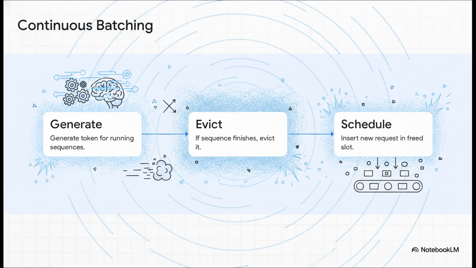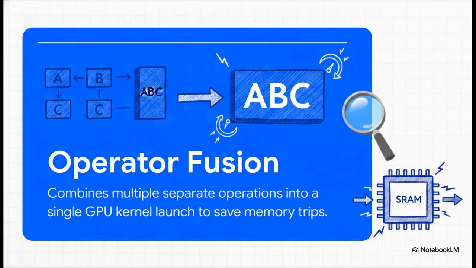It's brilliant. We also have to keep the GPU busy at the micro level, and we do that using operator fusion. Normally, a GPU reads data from memory, does some math, writes it back, and then reads it all over again for the next step. It's a lot of wasted travel time. Operator fusion fixes this by combining multiple, separate operations into a single GPU command. This saves the GPU from making costly, redundant trips to global memory, letting it rely on the super-fast SRAM right on the chip instead. It keeps the compute engine just blazing fast.